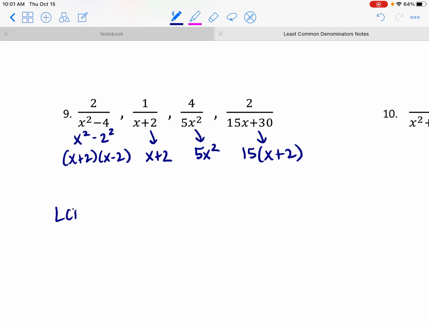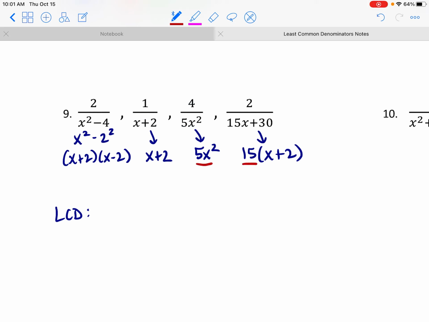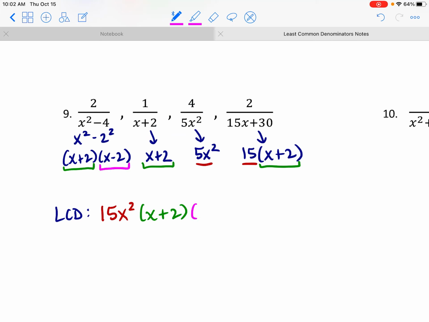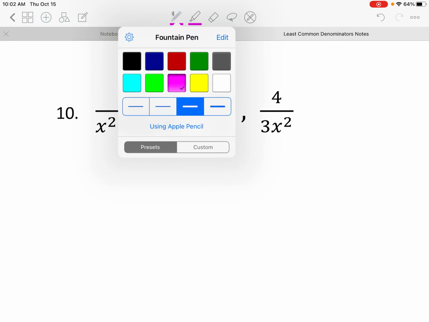So in my common denominator, singles first. Smallest number that, let's see, 5 and 15 go into is going to be 15. And I'm going to have to keep an x squared with that 15. And then I see some x plus 2's, so I'm going to have an x plus 2. And then if I have an x minus 2, I'm going to have that in my common denominator as well. Okay? It's not horrible. There's only one other little detail that we've got to worry about, and that's going to be occurring in this last problem here.